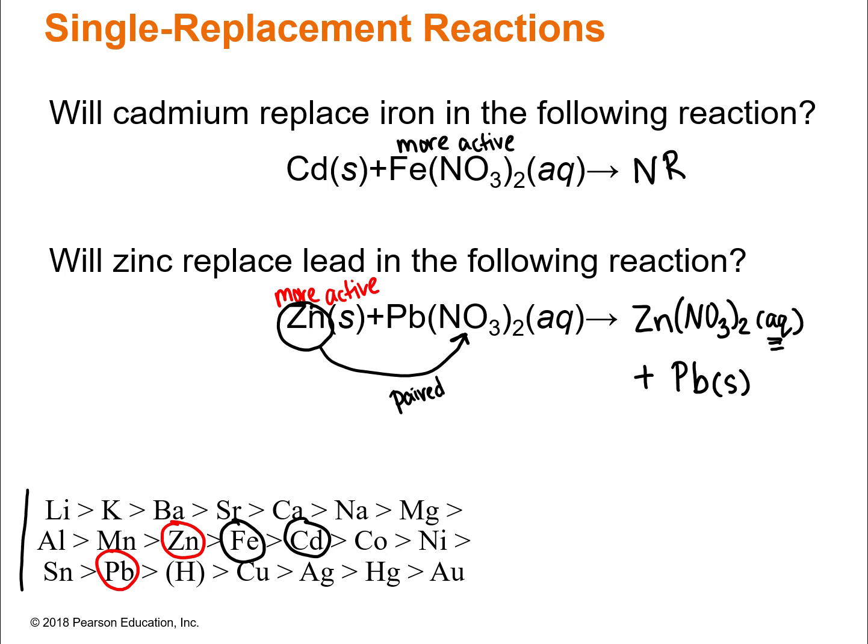Sure, I can repeat that. So we established that zinc is more active than lead. So if a solution has lead, the zinc is going to replace it. Instead of having lead 2 nitrate, we have zinc nitrate. That zinc becomes part of the aqueous solution, and that's what we wrote here. The lead is going to fall out of solution and become a solid. So that's our other product. Is that clear?